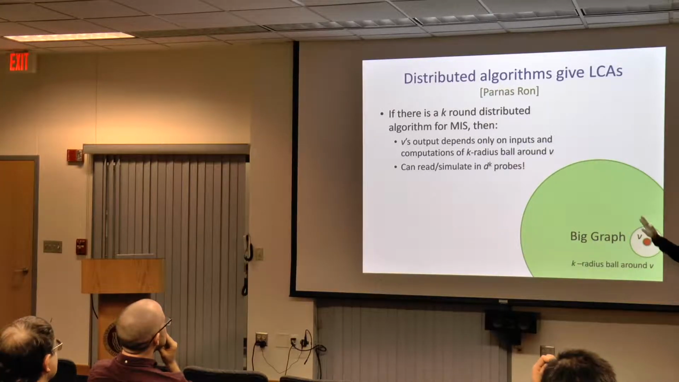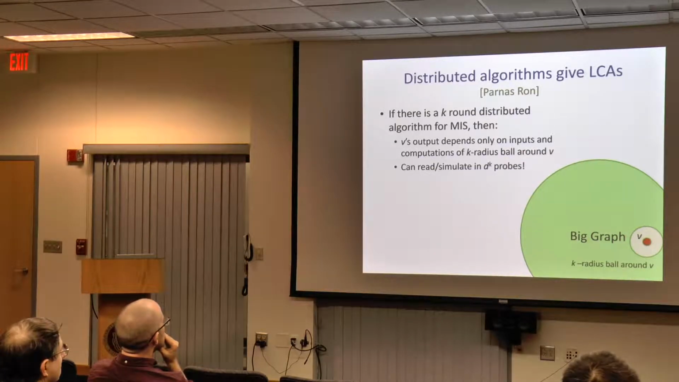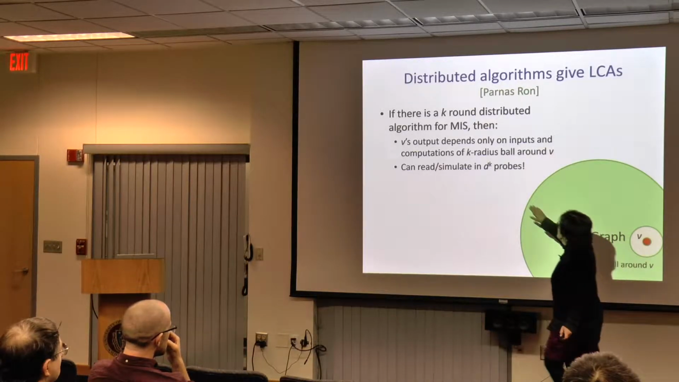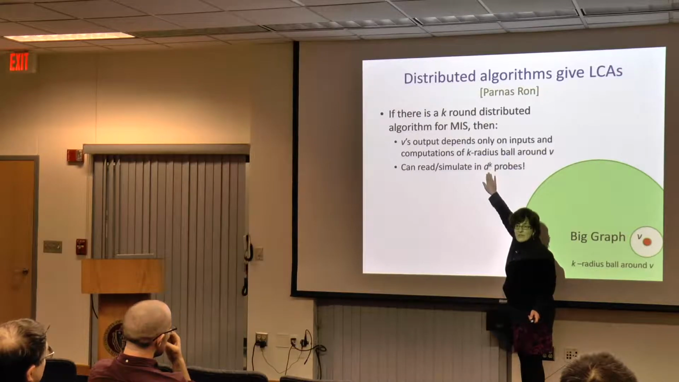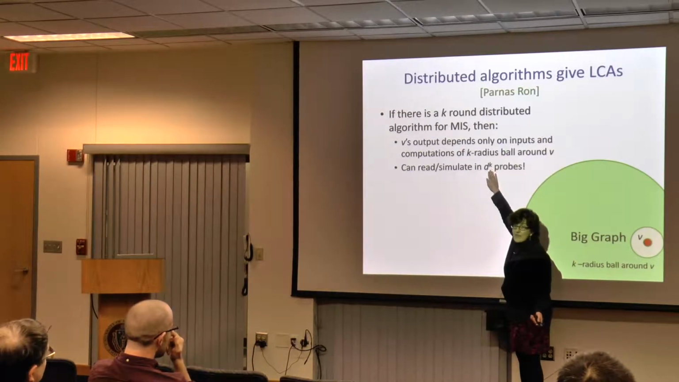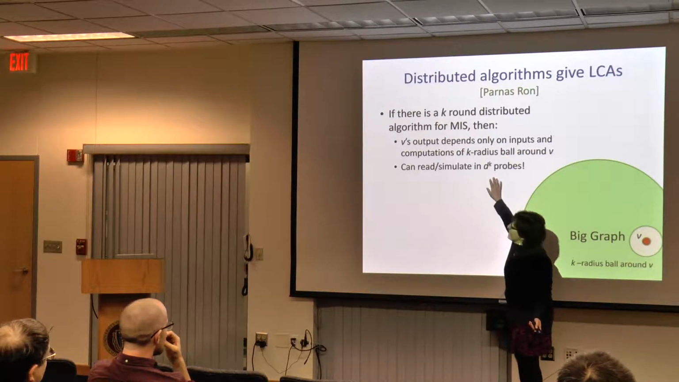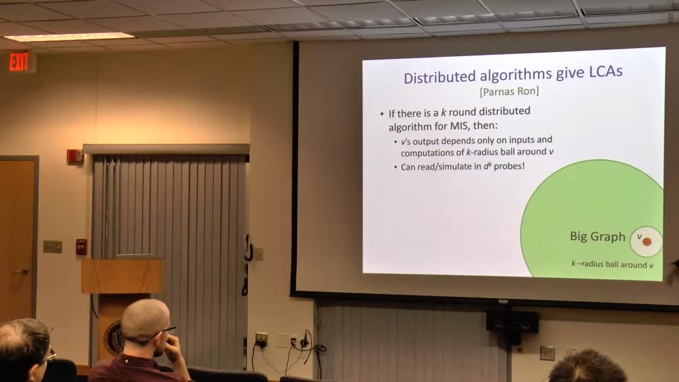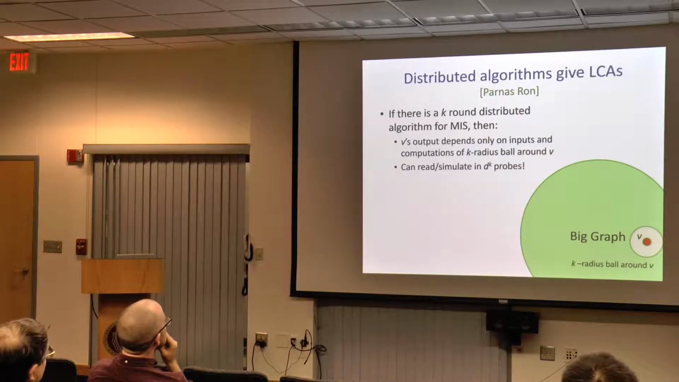All right, so that's just D to the k. D is the degree of the graph. Let's assume constant for now. K is the number of rounds of the distributed algorithm. So the whole game is finding distributed algorithms where k is constant or very small. And if we can do that, then we can sequentially figure out what V should do in D to the k time, which is hopefully really small. Okay? Is this clear? All right.